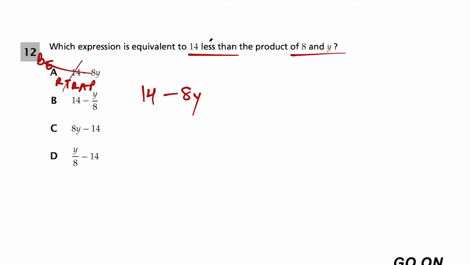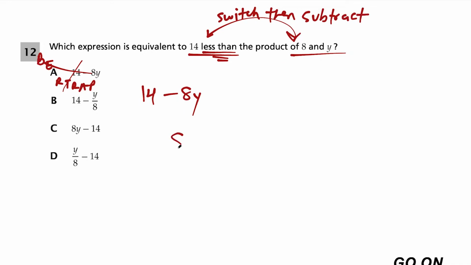What they're telling you, 14 less than the product of 8 and y. When you hear that phrase, less than, this $1 million phrase right here, this tells you to switch, then subtract. Okay, so switch and then subtract. And that will get you the correct answer here. So the product of 8 and y is 8y, and then 14 less than that would be minus 14 off of the 8y, which would give us choice C.